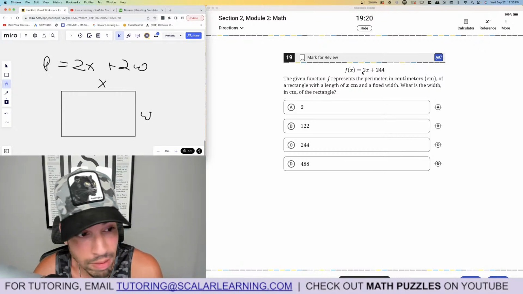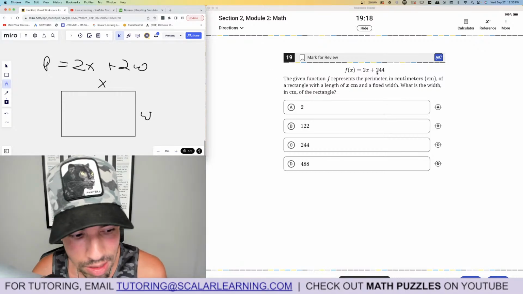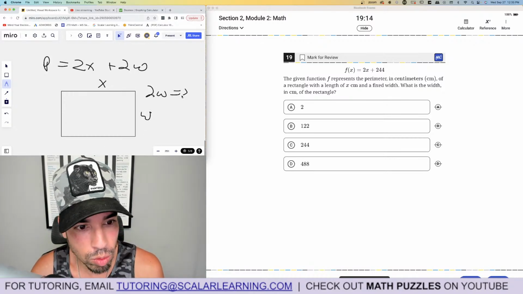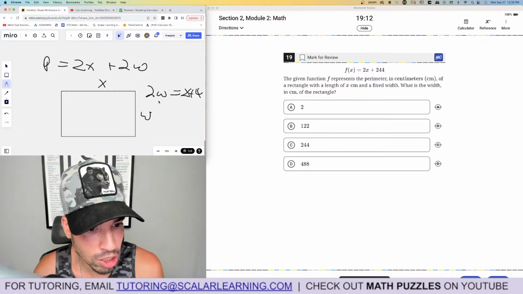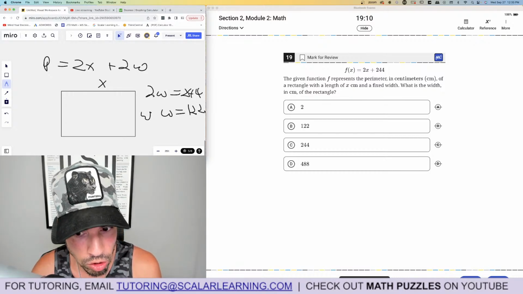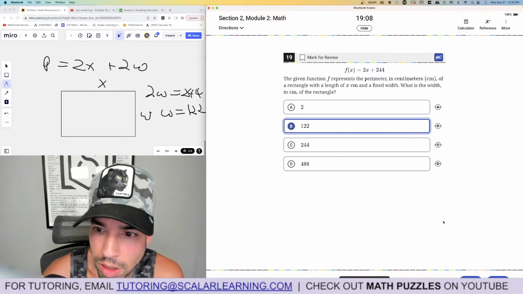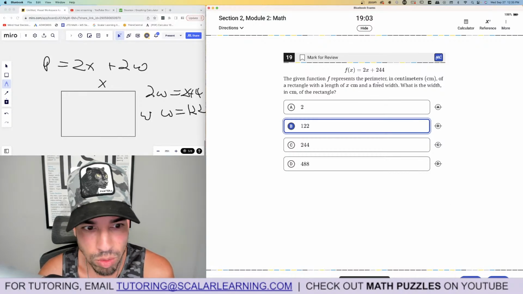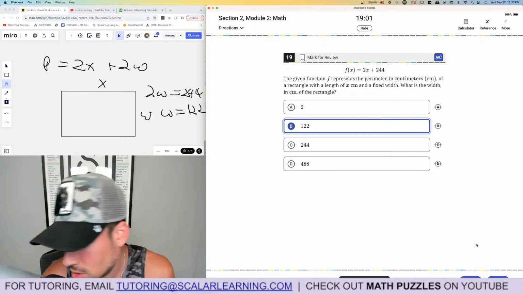2 times length plus 2 times width. Now, if you notice, we have the 2x in there, but what do we have? We have a constant, which means that 2w equals 244. Now we got an equation. Now you solve. Divide both sides by 2. We got 122. 122 is the winner. Wait, let's just make sure. Length of x, so it's 2x, and fixed width 122, 244. Yep, it's good. Boom, done.